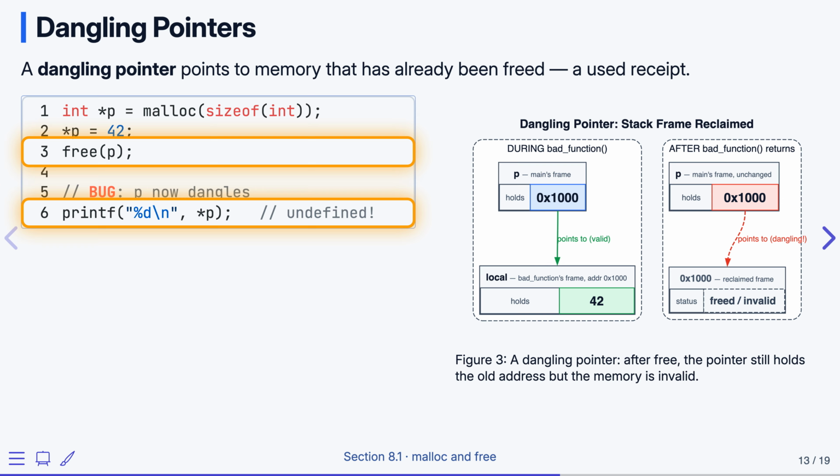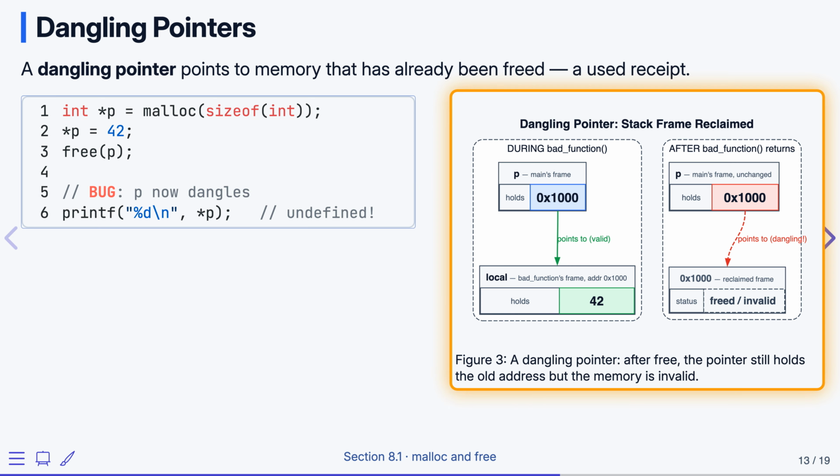So reading star p is undefined behavior. It might print 42 by luck, might print garbage, or might crash. The figure shows the pointer still aimed at a dead slot, drawn as a red dashed arrow. The value in p did not change. What changed is that the memory no longer belongs to you.